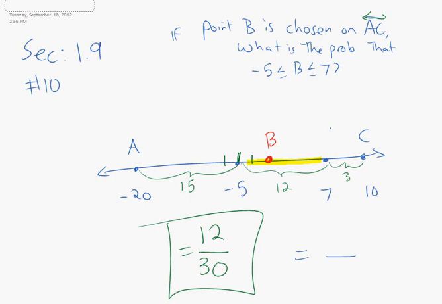Now for the second question, if I give you the entire line to choose from, not just the segment, you're choosing these numbers out of infinitely many numbers. What's the probability that you're actually going to choose between here and here? Now, how many numbers are there in between negative 5 and 7? More than 12. Infinite. There's infinitely many between negative 5 and 7. How many are there on the blue? Infinitely many. So what's infinitely many divided by infinitely many? Is it 1? Is it 0?